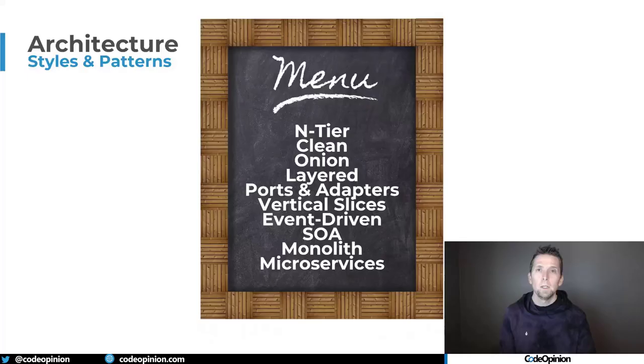So for thinking about architecture, our menu might look like this. These are just some of the popular ones that I've written about that most people are probably familiar with. So maybe we have N tier, clean architecture, onion architecture, layered, ports and adapters, hexagonal, vertical slices, event-driven, service-oriented architecture, monolith, and microservices. And you don't need to pick just one. This is a la carte. You can mix and match and pick different architectural styles that fit best in your context.